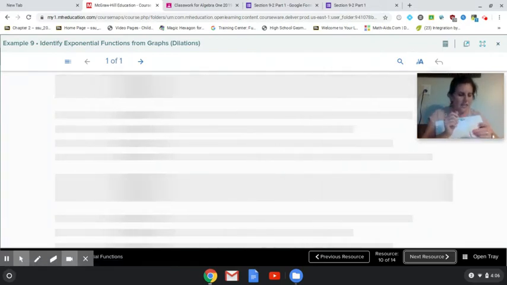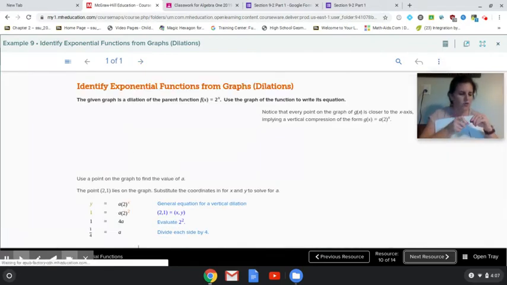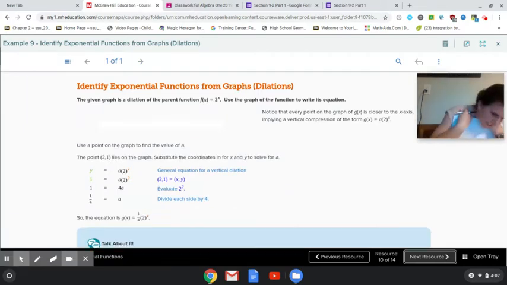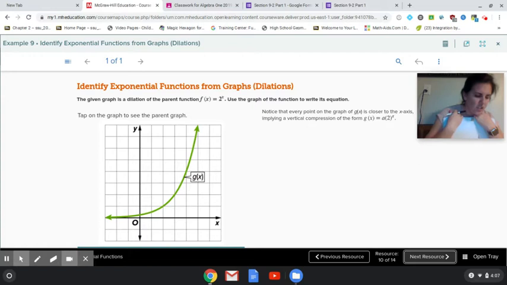Identify exponential functions from graphs and dilations. Okay, so the given graph is a dilation of the parent function. Notice that every point on the graph of g of x is closer to the x-axis, implying a vertical compression of the form g of x equals a times 2 to the x. So the point 2, 1 lies on the graph.